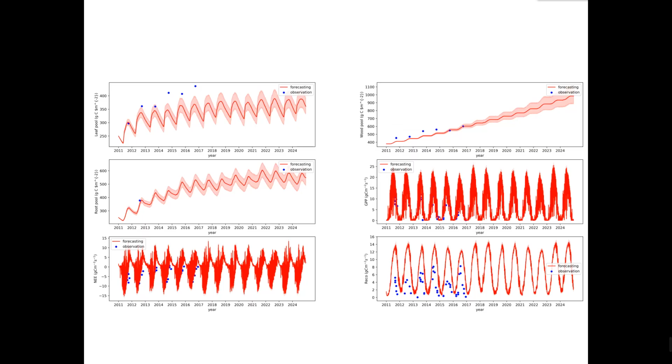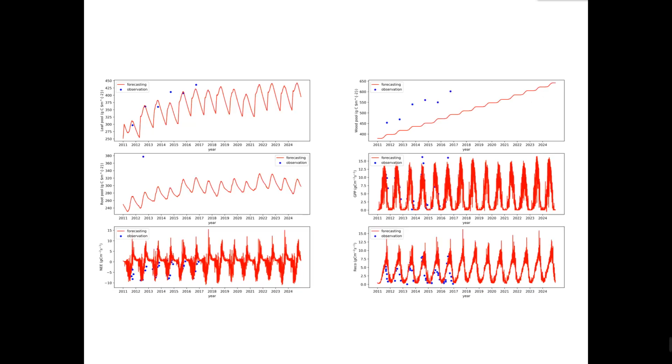Here are the forecasting outputs for the leaf, wood, and root pool-based carbon, and also flux-based carbon such as GPP, NEE, and ecosystem respiration. You can see here the model simulation can basically capture the observation data, except that it overestimates the respiration. And for the leaf carbon, the model simulation underestimates the rapid accumulation of leaf biomass.